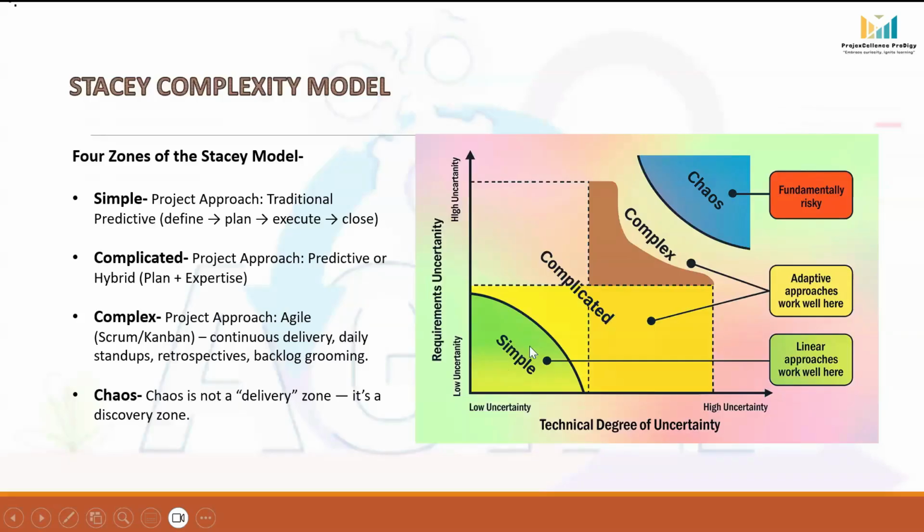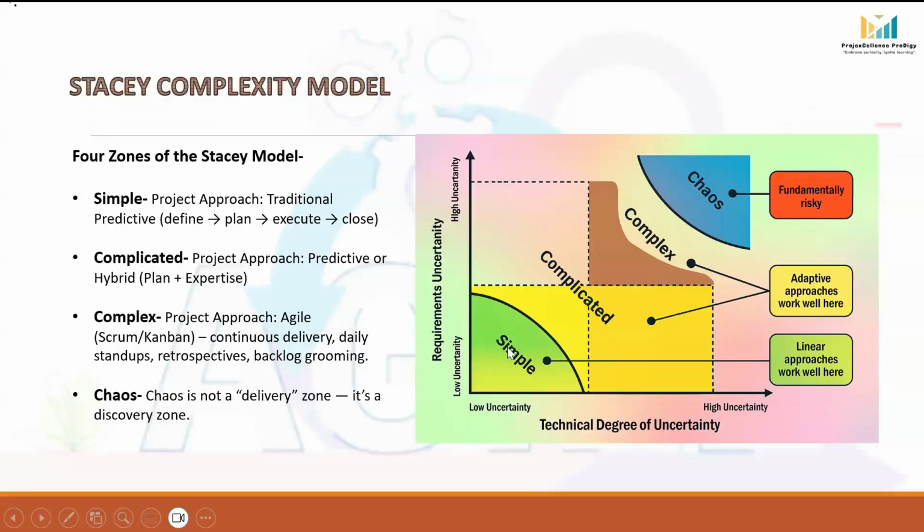The first zone is the simple zone, bottom left corner. On the x-axis, low technical uncertainty means you know exactly how to do the work, and you have well established procedures, best practices, and SOPs. Your tools and methods are tested, repeatable, and stable. And on the y-axis, low requirements uncertainty means you know exactly what to do, and stakeholders have agreed the goals and specifications are complete. No ambiguity in the outcome or scope.